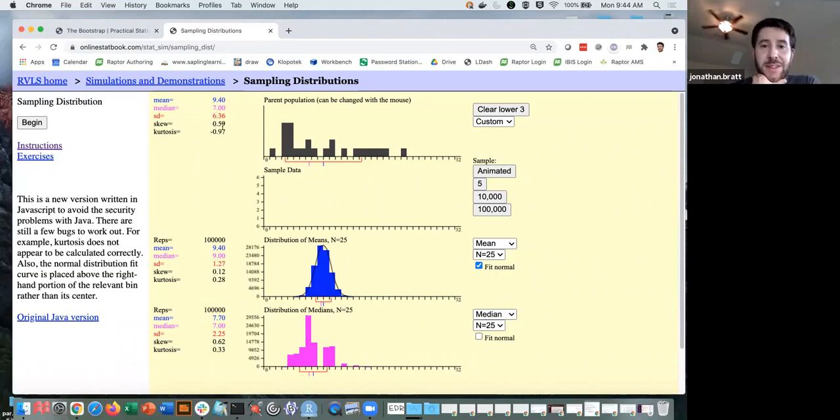Let's see. The standard deviation of my original sample was 6.36, and a sample size of 25. Square root of 25 is 5. If I take 6.36 and divide it by 5, I don't have that math right there. That's not too far off of 1.27. Okay, so like the central limit theorem is working, right?